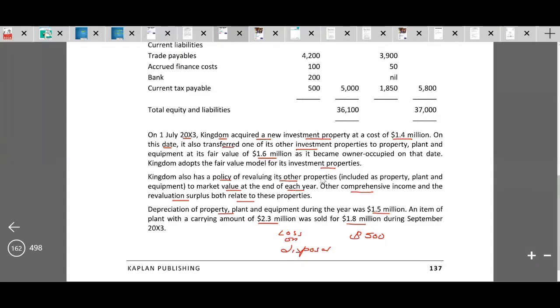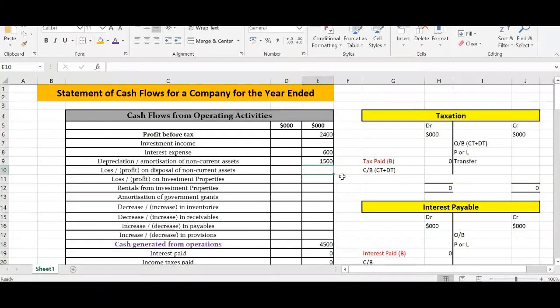Yes, we were having a loss on disposal of $500. Now this $500 has been deducted while making the statement of profit or loss. But again, this is not the proceeds. This is not the actual cash. This is the difference of the carrying value and the proceeds. So we're gonna add it back. So 500 is the loss on the disposal.